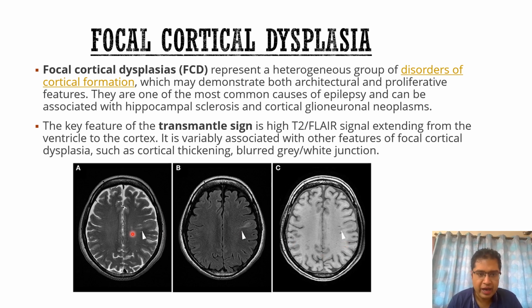there is T2 and FLAIR hyperintensity extending from the cortex up to the ventricle. It is variably associated with other features of FCD such as cortical thickening and blurred gray-white matter junction. In this case, it was not very well appreciated because of the intense white matter hyperintensity in the frontal region because of the postictal edema.